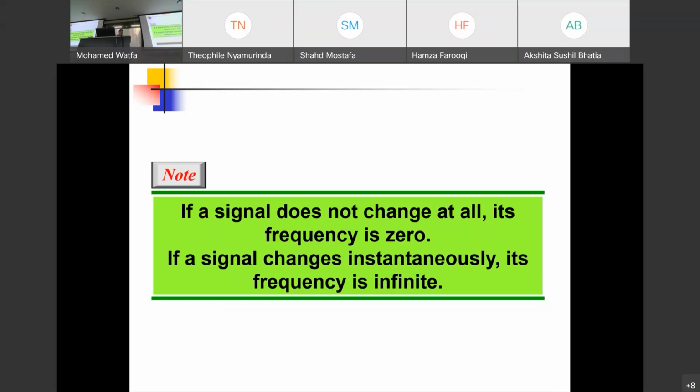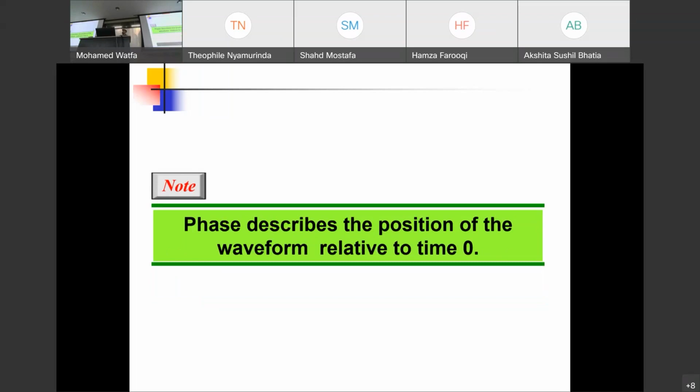Of course, it's not really 0, but it's very close to it. That's why it's going to be a huge number. That's why we call it an infinite frequency. So now, the trickiest among all these is the phase.